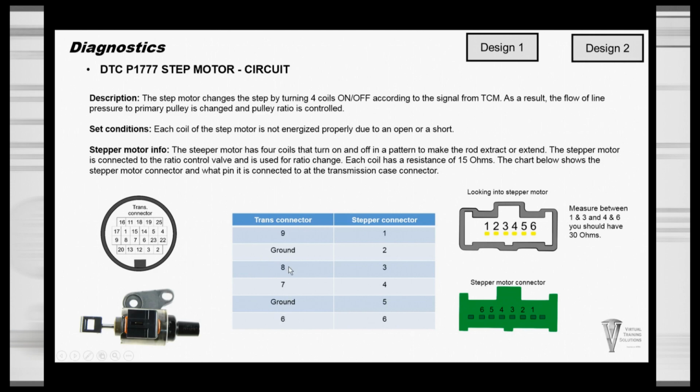If you wanted to test the coils that are on the same side of each other, like the 1 and 3, you just test between 9 and 8, you should get 30, and 7 and 6, you should get 30. This is for design 1, design 2, and as far as I know, this is for all the Jatco stepper motors. Test the same way for all the different models.